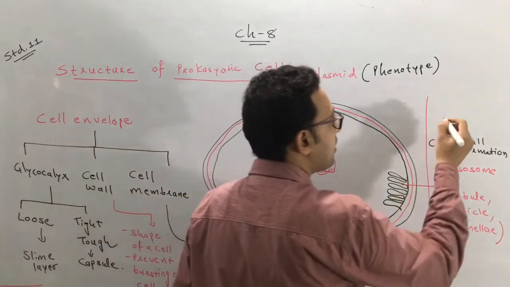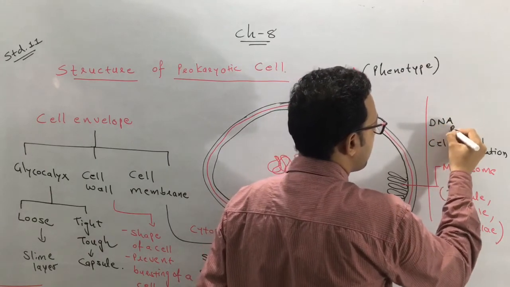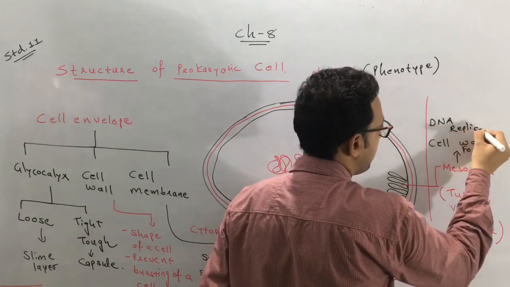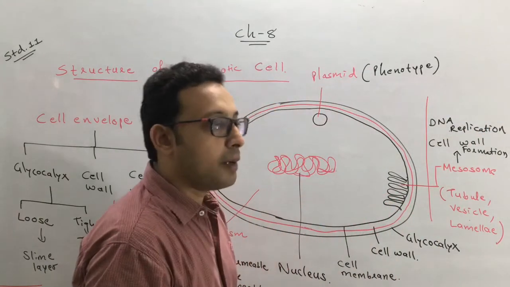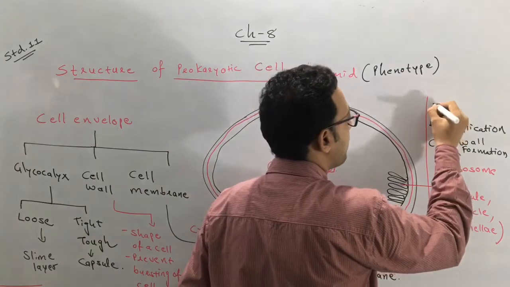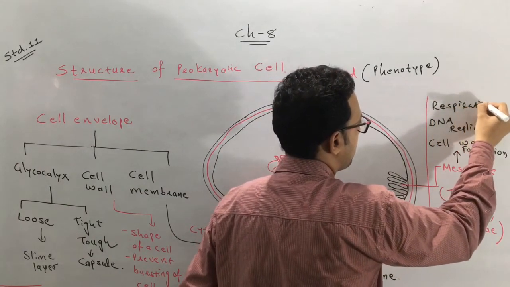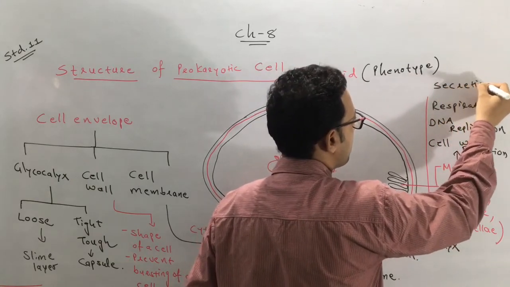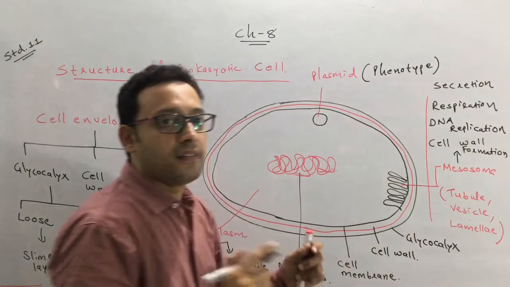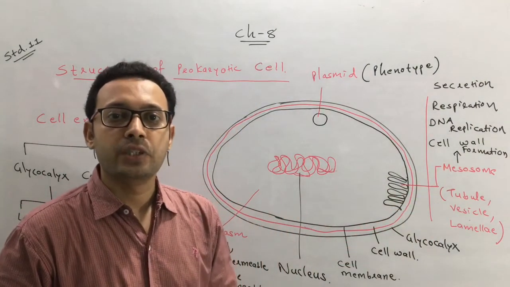Apart from that, they also have a role in DNA replication. Now, apart from that, it also has a role in respiration. It also has a role in secretion. So, these are the functions of mesosome.